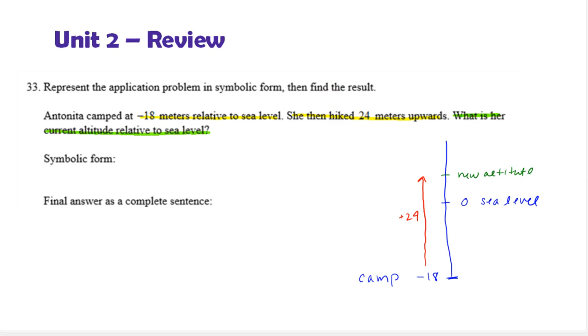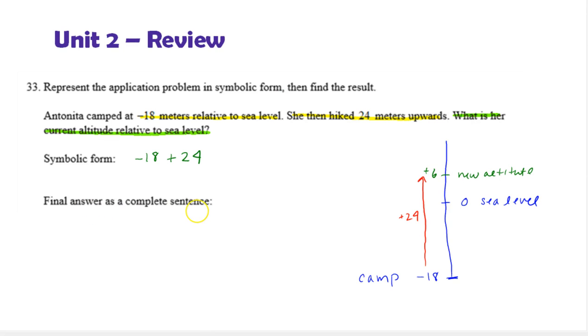Okay. So first, symbolically, we would write the starting initial point. The change is adding 24, and this would be our symbolic form. Okay. To add these numbers, since they have different signs, we'd find the difference. 24 minus 18, which is 6, and 24 is larger, so this new altitude is positive 6.